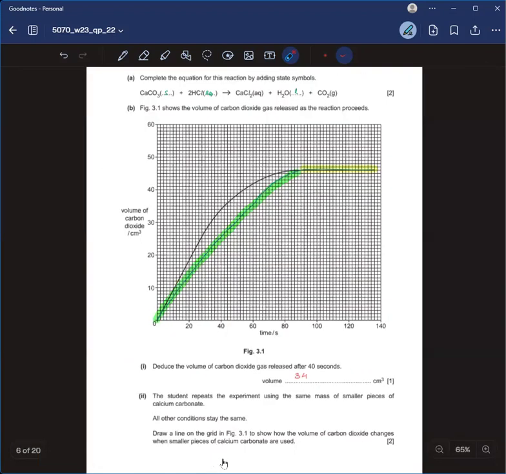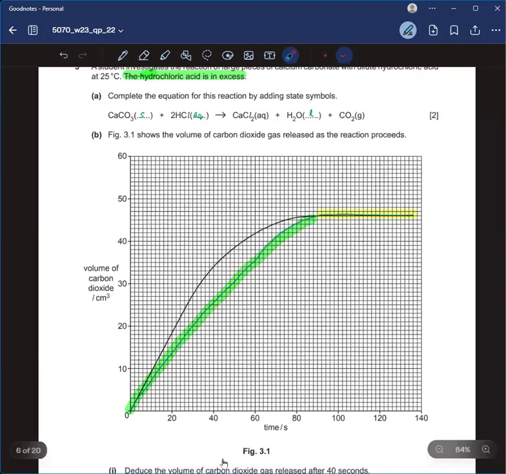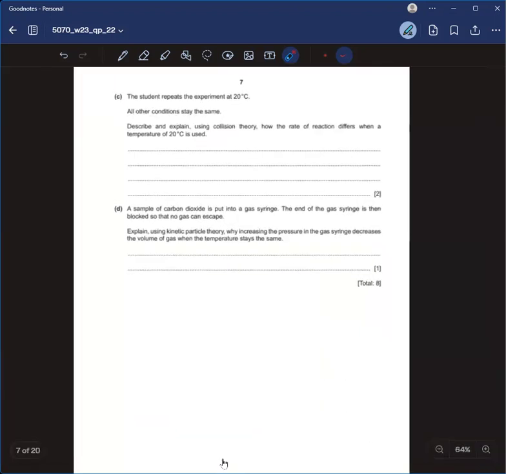And let me tell you once again that the initially drawn graph shows 46 centimeter cube as the final volume, and the newly drawn graph would also show 46 centimeter cube as the final volume, because the quantity, the amount, the mass, whatever you want to say, of calcium carbonate is the same, only the surface area has been changed. Okay, so next part.